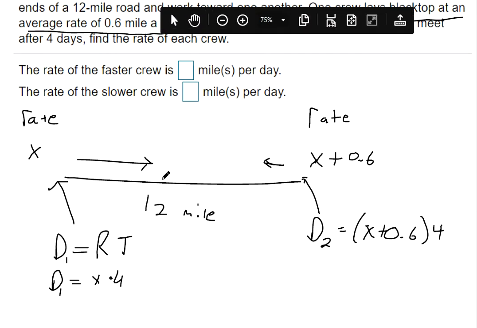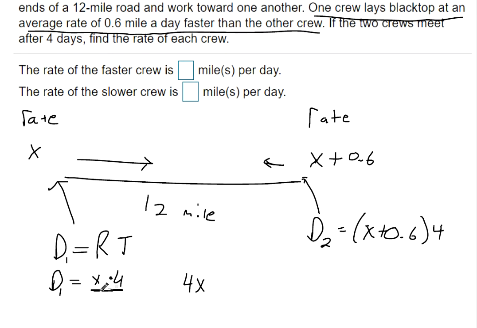If we add those two distances together, the distance that crew 1 covers is, I'm going to rearrange that as 4x, right? x times 4 is the same thing as 4x. This is how much crew 1 covered. If we add that to how much crew 2 covered, I'm just going to put the 4 out front because that's usually how we see a number in parentheses. So the distance that crew 1 covers plus the distance that crew 2 covers should equal 12 miles total. And now we've got a little equation we can solve.